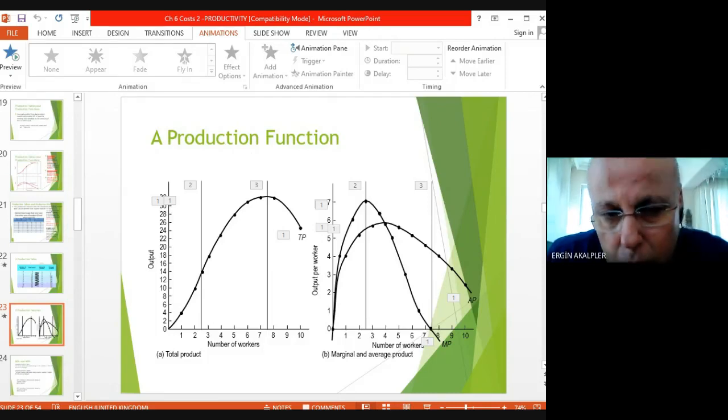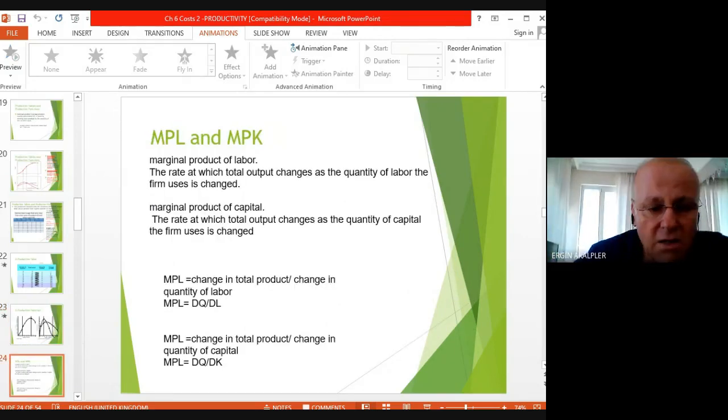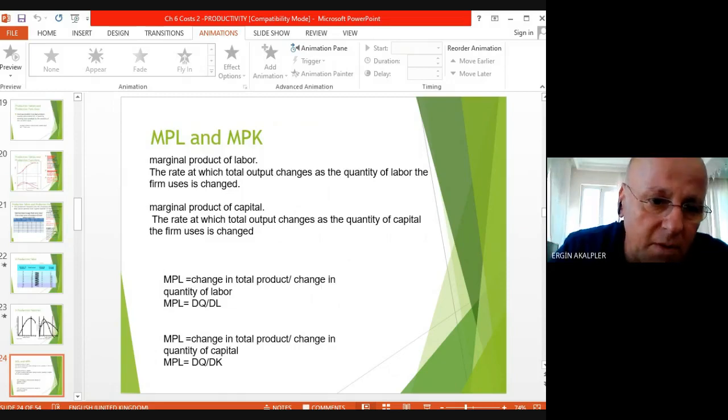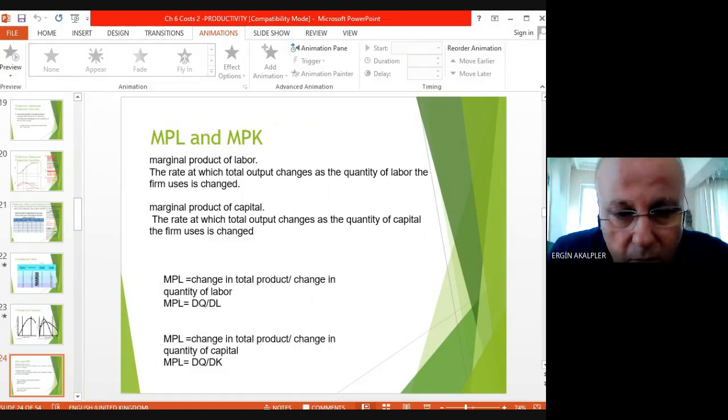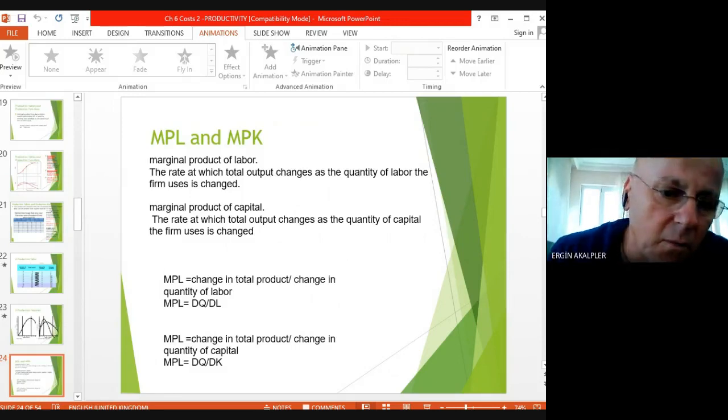And after this, as you are observing, the belly-shaped figure is turning back, and of course then it turns negative. Then marginal productivity for labor and marginal productivity for capital are two important factors which are going to be used in the production operation process. The marginal product of labor is the rate at which total output changes as the quantity of labor the firm uses changes. And the marginal product of capital is the rate at which total output changes as the quantity of capital the firm uses changes.